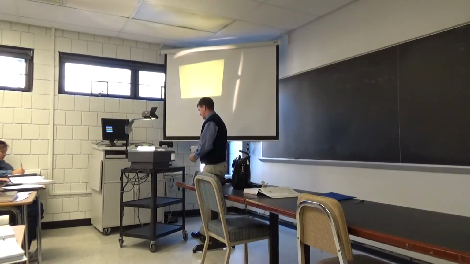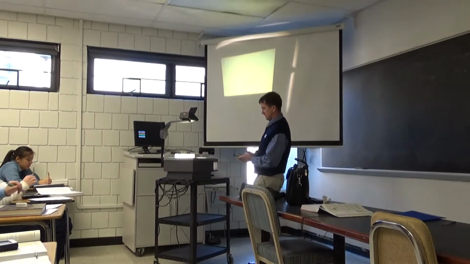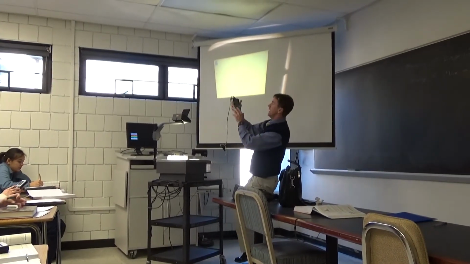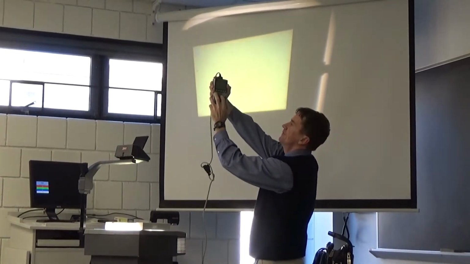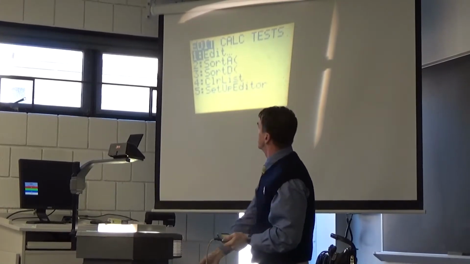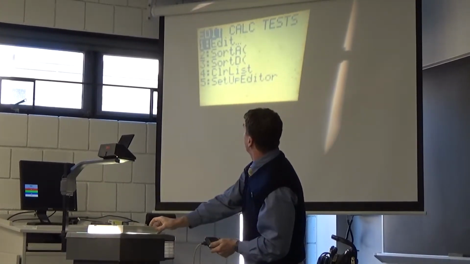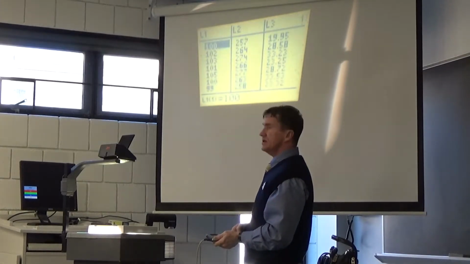All right, the first thing is I need you to find the stat button. I'll hold it up like this, the stat button. It's up near the top in the middle. I'm going to hit stat, and you get a menu like this. And I just want you to hit enter. See how it's on edit? Just hit enter. And you get something like this.